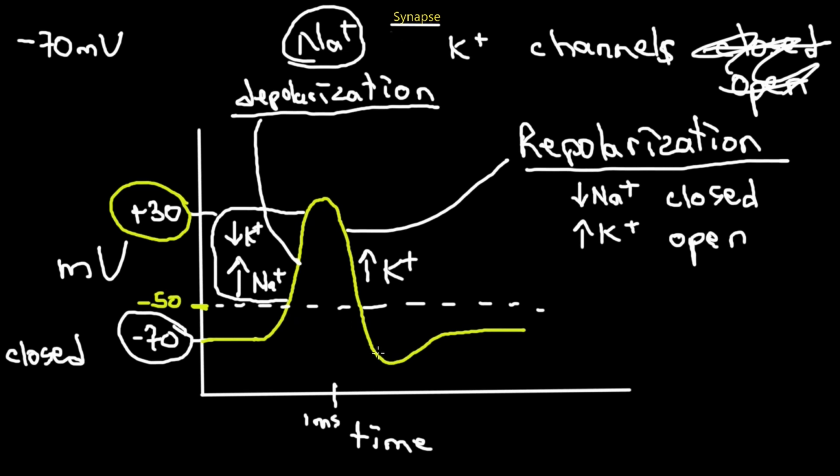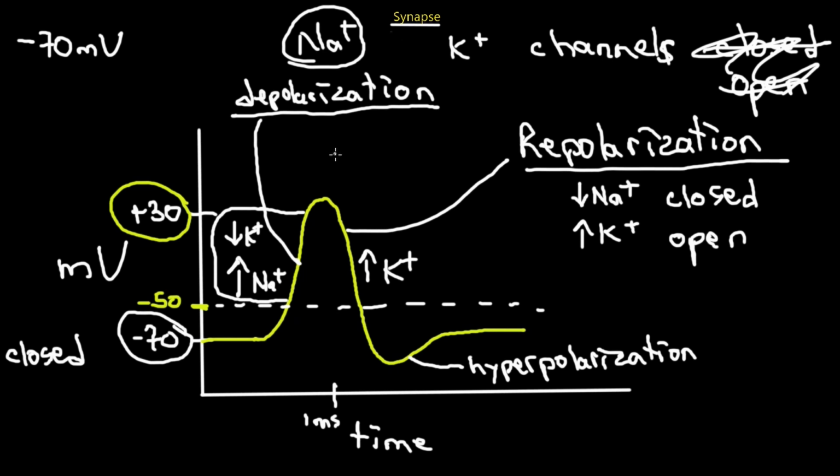However, the positive charge briefly keeps leaking out, and therefore it's going to cause an overshoot, which is called hyperpolarization, because the positive charge will be leaking out at such a fast pace that it's going to go below minus 70 millivolts.